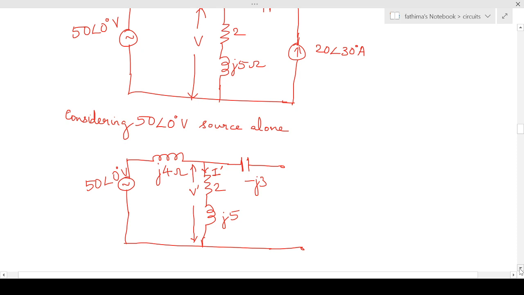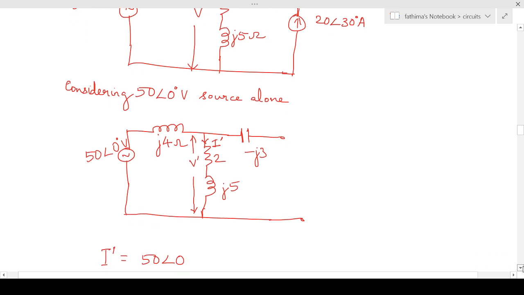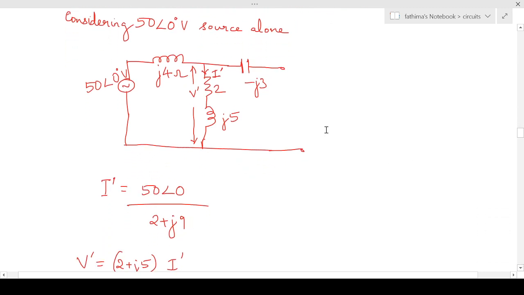So a figure will be like this. We have to calculate the current flowing through this particular branch, denoted as I dash. I dash will be equal to 50 angle 0 divided by j4 plus 2 plus j5. There is no current flowing through this capacitance since it is open. So V dash will be equal to I dash into Z, where Z is 2 plus j5.